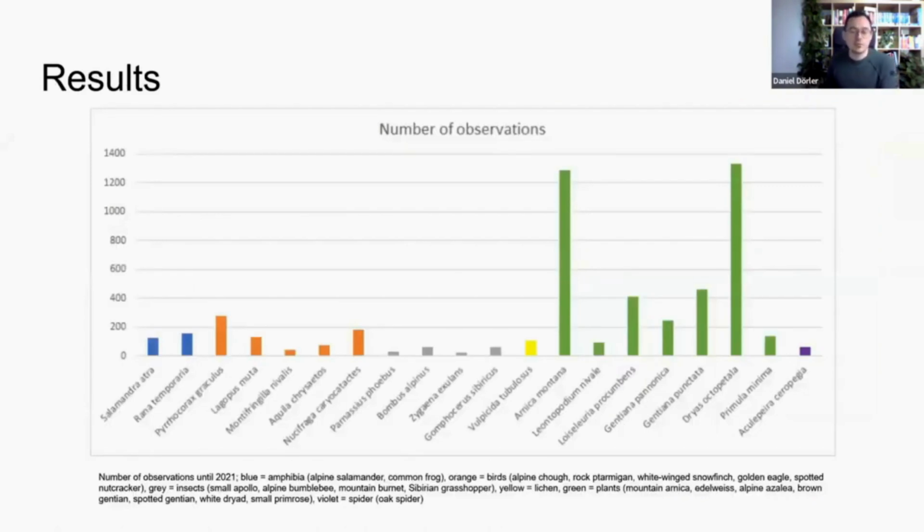And here are some first results. These are the numbers of observations on all the 20 species. In blue, you can see the amphibian species. In orange, the birds. In gray, the insects. In yellow, the lichen species. In green, the plant species. And in violet, at the end, the spider species. And as you can see here, the numbers of observations are quite high on the plant species, which is no surprise because plants usually don't hide and you can observe them very easily.